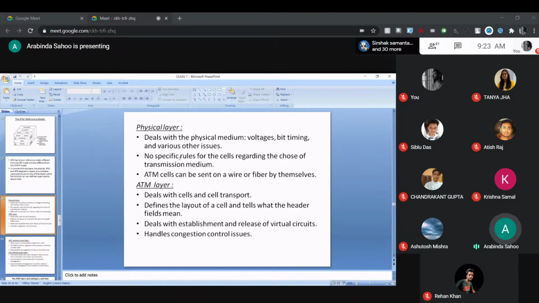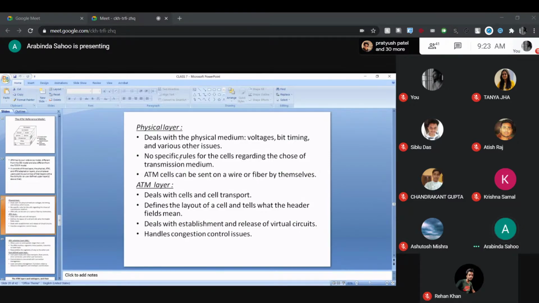But they can also be packaged inside the payload of other carrier systems. In other words, ATM has been designed to be independent of the transmission medium, so it can transmit through any medium.